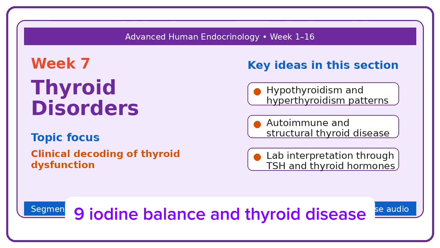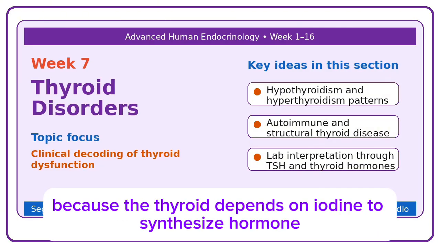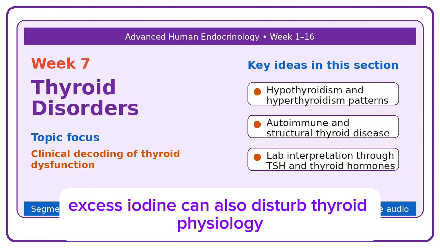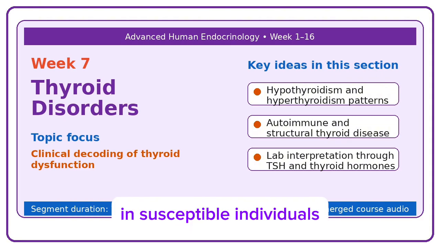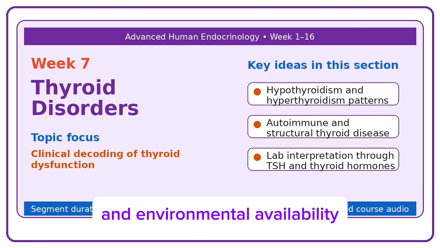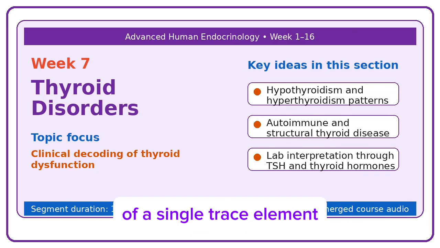9. Iodine balance and thyroid disease. Because the thyroid depends on iodine to synthesize hormone, iodine deficiency can contribute to hypothyroidism and goiter. Excess iodine can also disturb thyroid physiology in susceptible individuals. Thus, the thyroid gland is especially sensitive to the nutritional and environmental availability of a single trace element.